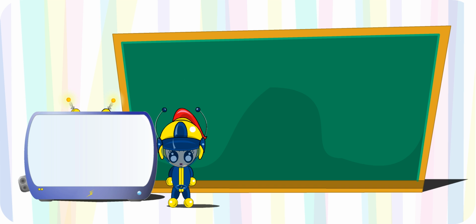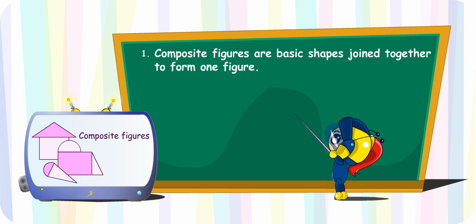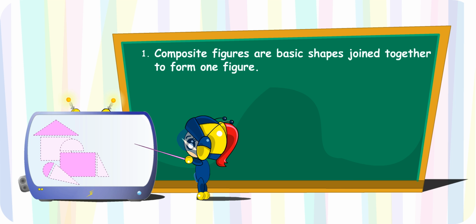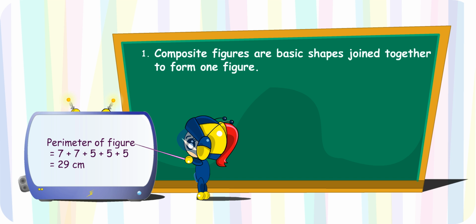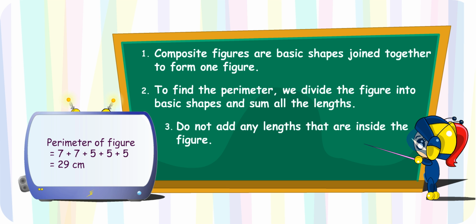Let's do a recap of the lesson, Turbo Girl. What are composite figures? They are basic shapes joined together to form one figure. How do you find the perimeter of composite figures, Turbo Girl? First, we divide the composite figures into basic shapes. Then, we find the lengths that are not given to us. Finally, the sum of all the lengths gives us the perimeter of the composite figure. We should not add any lengths that are inside the figure.